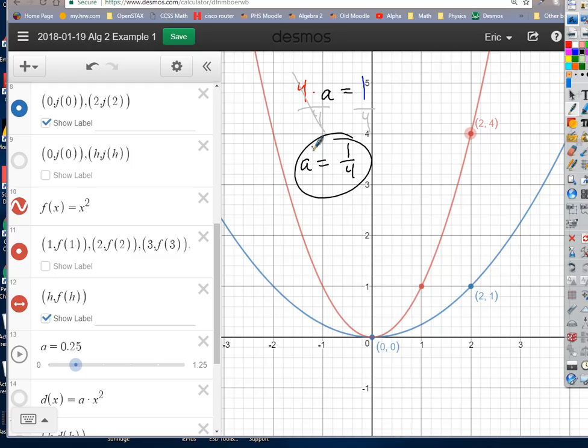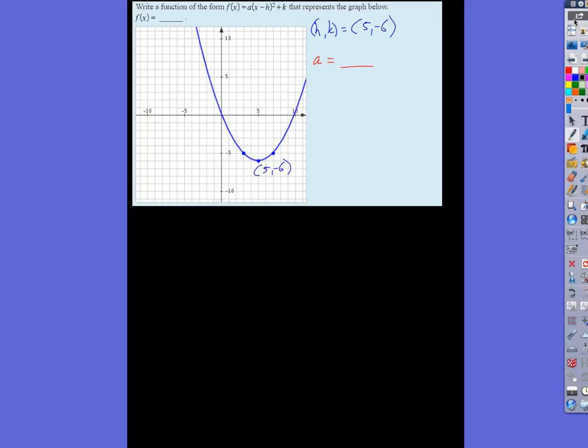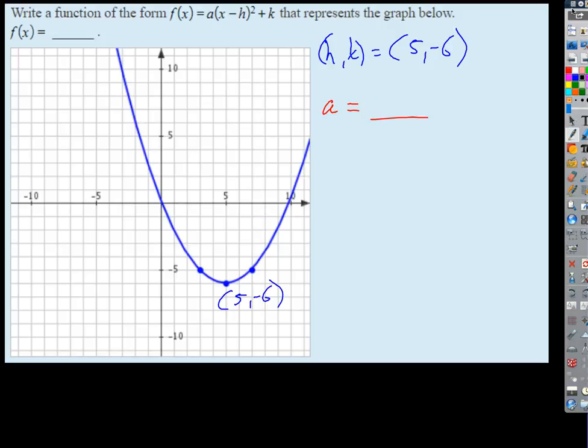Okay. How did we do that? We compared it to the parent graph, right? We compared those 2 points, the point that we were given to where that point would be on the parent graph. And we just ask ourselves, 4 times what is 1? Yep, 1/4. So we got that part, right? That's no big deal. Well, that's really all we needed, isn't it? We knew what H and K were. Now that we know what A is, what's my answer? We're supposed to write a function in that form, so what's it going to be?